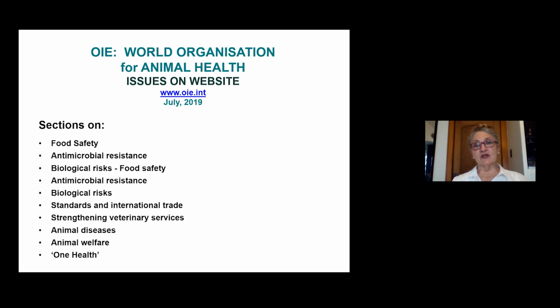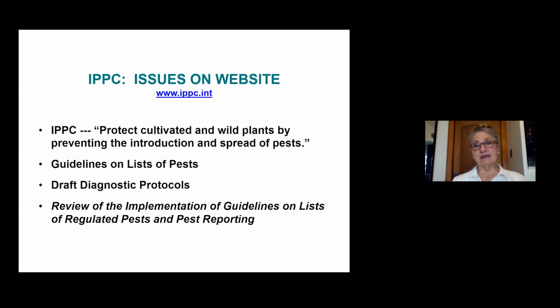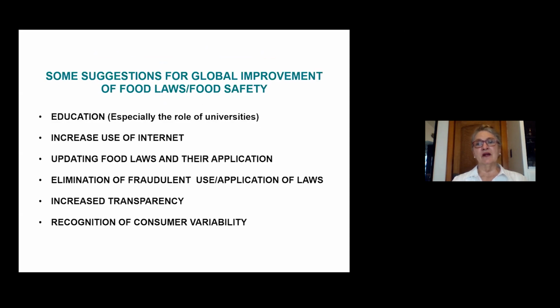So the OIE has sections, when you look that up, on food safety, antimicrobial resistance, biological risk, standards and international trade, strengthening veterinary services, animal diseases, animal welfare, and it's based on One Health. The IPPC issues on the website are protecting cultivated and wild plants by preventing the introduction and spread of pests, as a guideline on pests. Obviously, these guidelines and the list on pest and pest reporting also are very important to Codex when it comes to pesticide residues. So the three sisters work together in order to improve food laws and food safety.